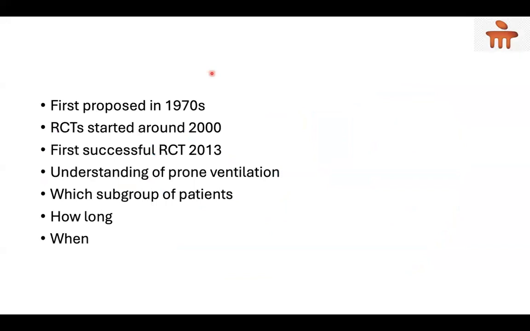This is not a new concept actually, prone ventilation. It was first thought of in the 1970s. Initially, a lot of observational or retrospective studies found that there was a benefit. Animal studies had shown benefit, but RCTs started around 2000. Finally, the first successful RCT was in 2013, the PROSEVA trial, which had a good mortality benefit. It took a lot of time to understand how proning works, which patients might have better benefit, how long we should prone, and when we should prone. These questions took some time, but were answered eventually in 2013.